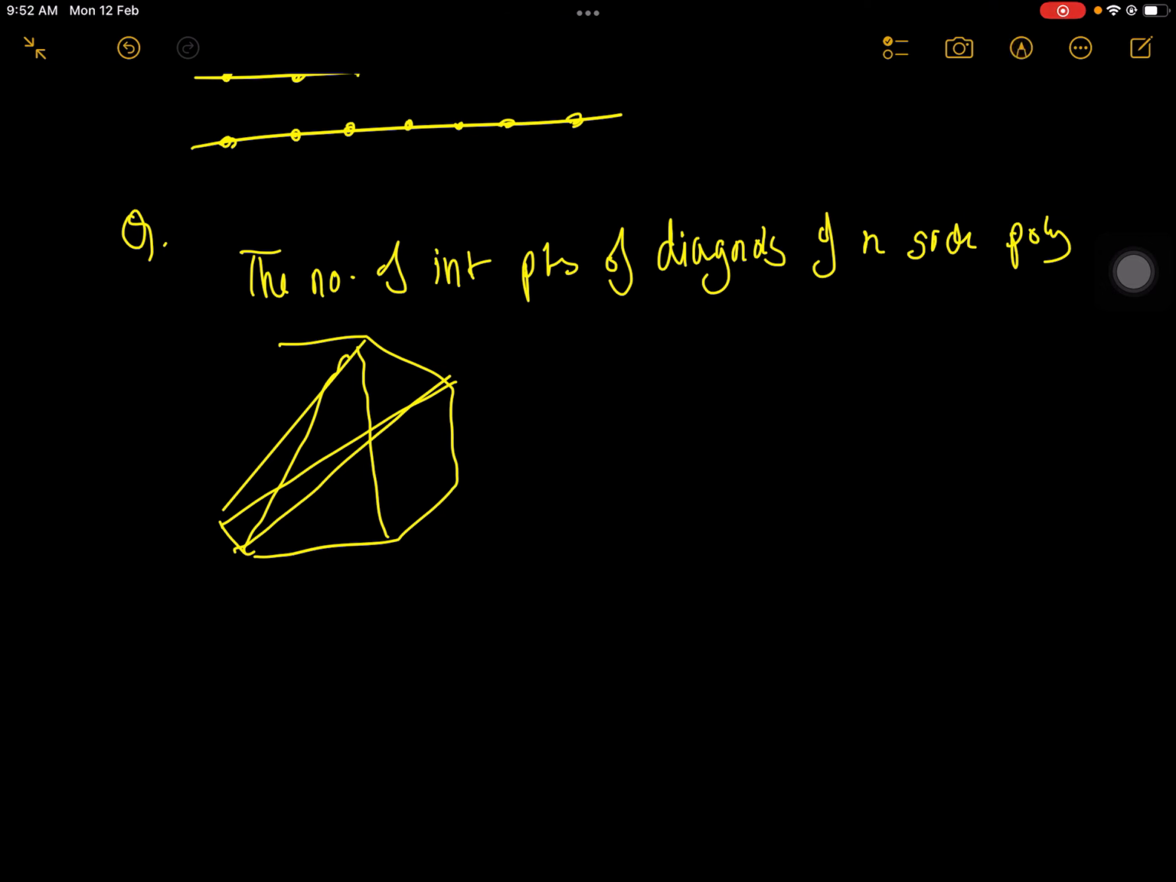So how many points do we take so that we can guarantee there will be an intersection? That's 4. If we take 2, let's say this as 1 and this as 1, there's no guarantee that they're intersecting. But if we take 4 points, it guarantees an intersection, and that's 1. It happens that there is one intersection for every 4 points you take. So NC4 into 1. That's your answer.